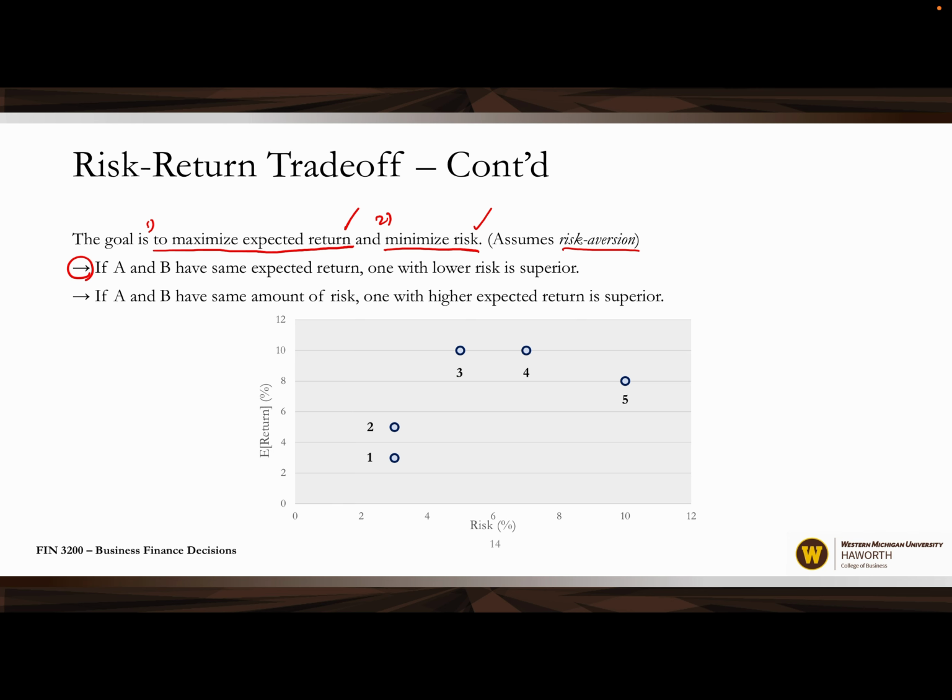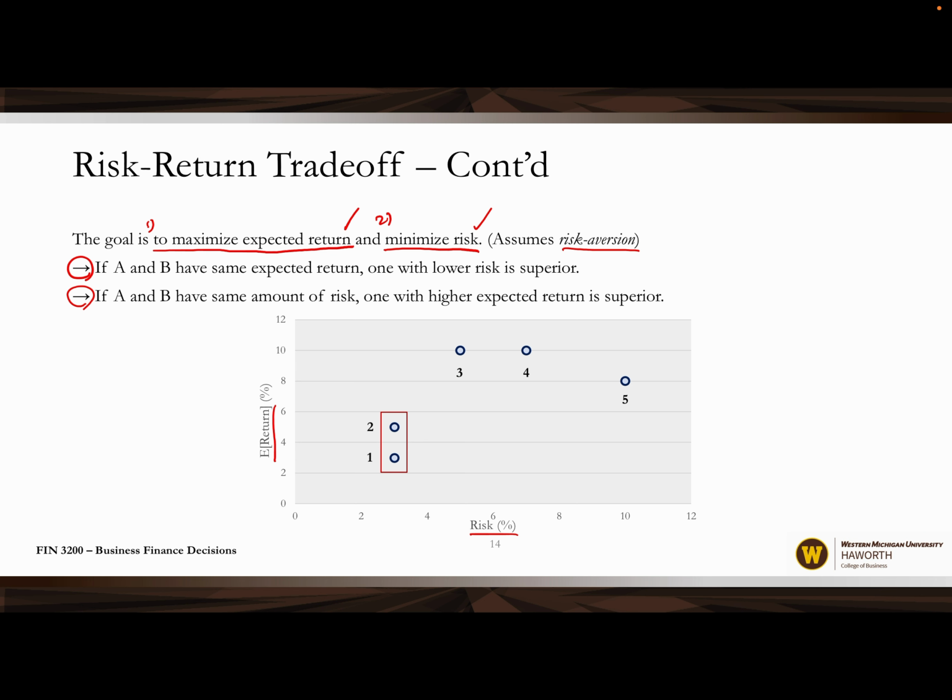If A and B have the same expected return, the one with lower risk is superior. And the second rule is if A and B have the same amount of risk, the one with the higher expected return is superior. So let's look at this graph, a little chart that I made up. On the x-axis, we still have risk. On the y-axis, we have expected return. So we have 1, 2, 3, 4, and 5. We'll consider these different securities or portfolios.